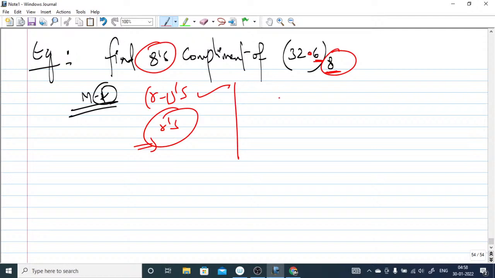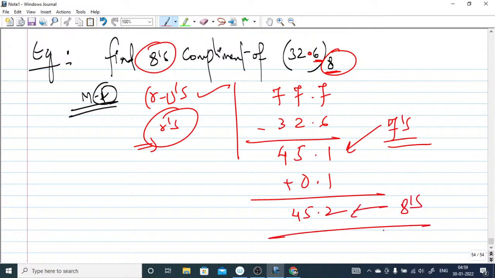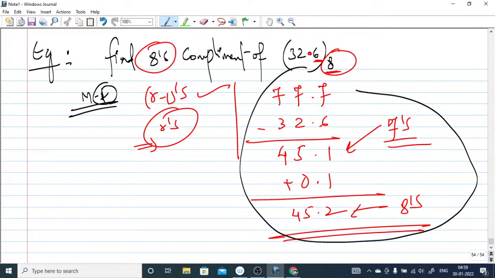So what you can do here is subtract this entire number from 77.7, so this will be 32.6, right? This is going to give you 45.1, and this is the seventh complement. Now if you want to find the eighths complement, you have to add 1, so this will give 45.2. So this is the eighths complement.